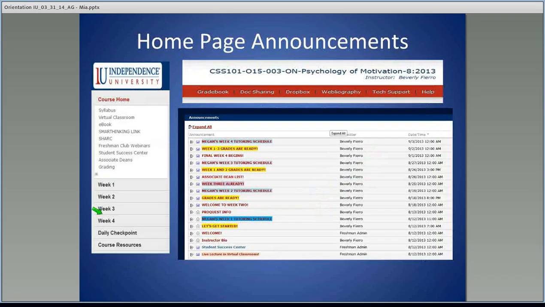That'll bring you to the home page, where all of the important announcements are found, with important recent information from your instructor as well as the administrators of the course. You can also find your gradebook at the top in the red bar, the Dropbox where you're going to turn in most of your homework, the document sharing where your teacher can give you handouts and information, as well as the syllabus on the left where you can find all the course information as well as your professor's contact info, virtual classroom where you can find your live lecture, ebook which is your textbook, Smart Thinking, which is a writing resource, and then by clicking on each week, you can find that week's homework, as well as that daily checkpoint question. Now, it's good to check the announcement section as soon as you log in, and then move immediately to your daily checkpoint question so that you don't forget to do one.